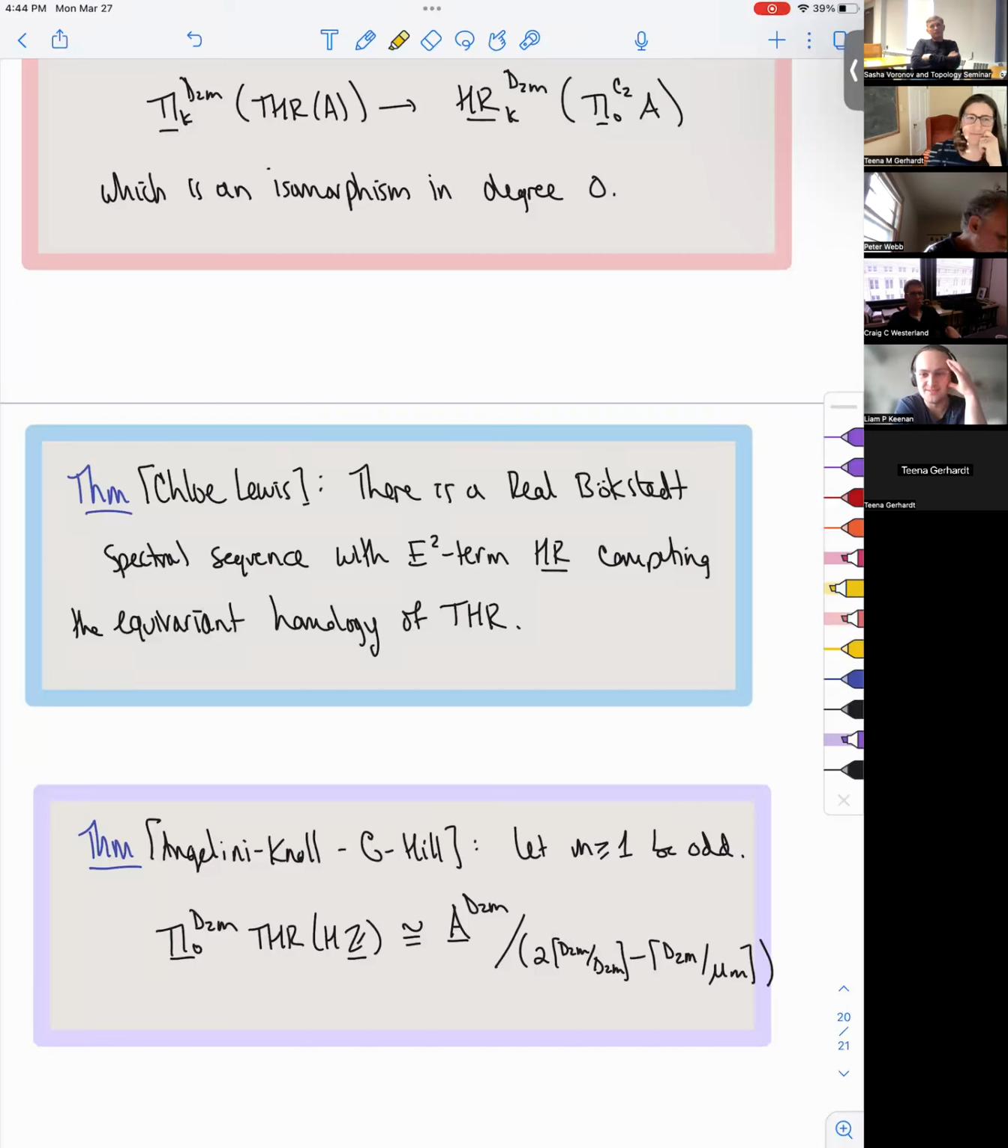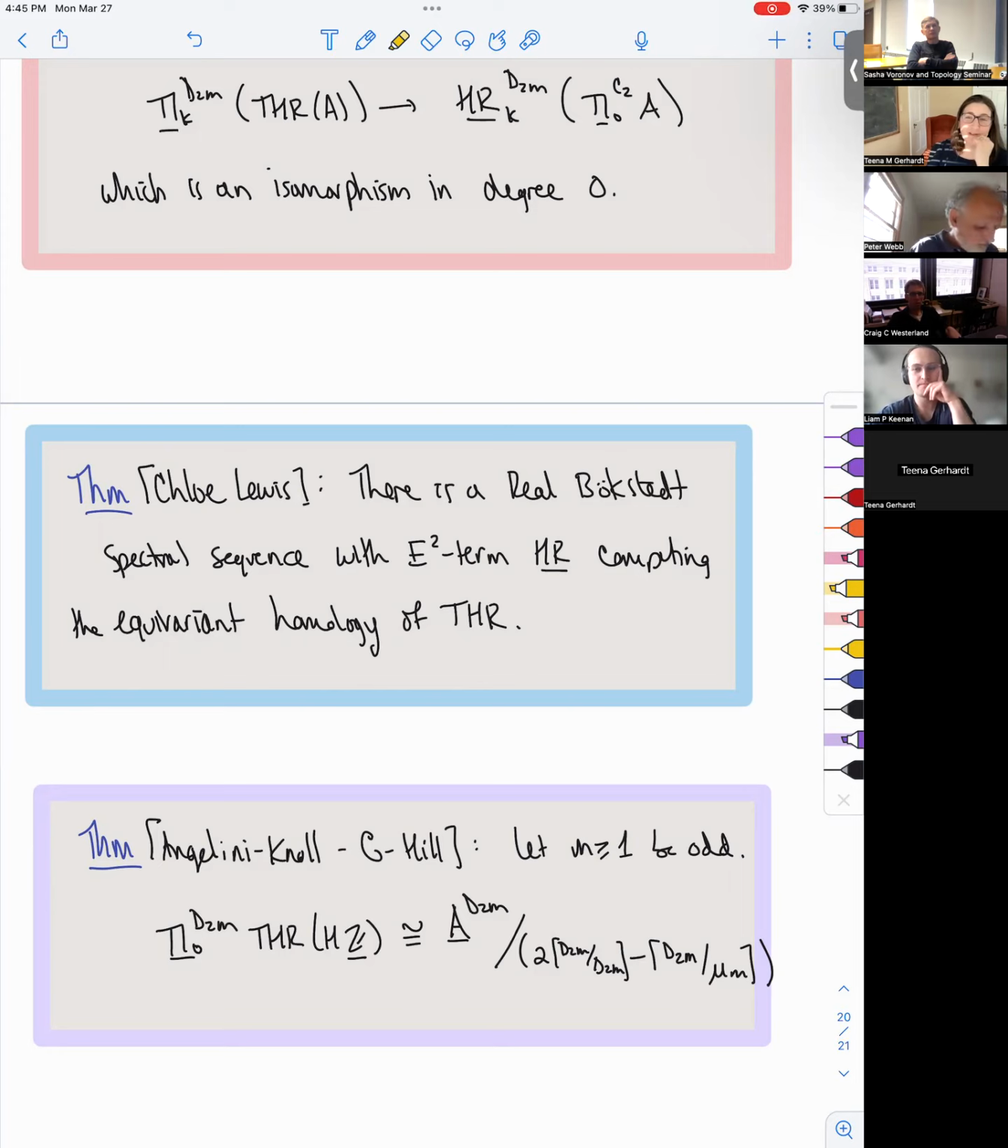Awesome. And just one more quick question, if there's time. So for the analog of TRR that you might want to write down, do you just do the genuine fixed points with respect to the dihedral groups? Because I know how to do it for TR with just the cyclic groups and the divisibility poset.